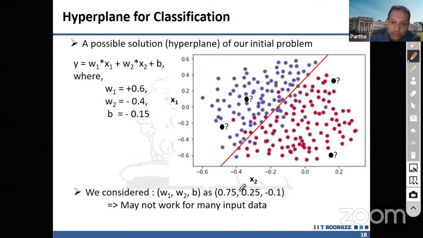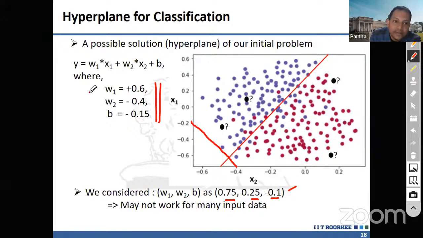If you remember in our problem, we said that W1 is 0.75, W2 is 0.25, and B is -0.5. But the actual solution is this one. So if you just see this W1 0.25, W2 -0.25, this may come something like this. This may not be a proper solution for this data.